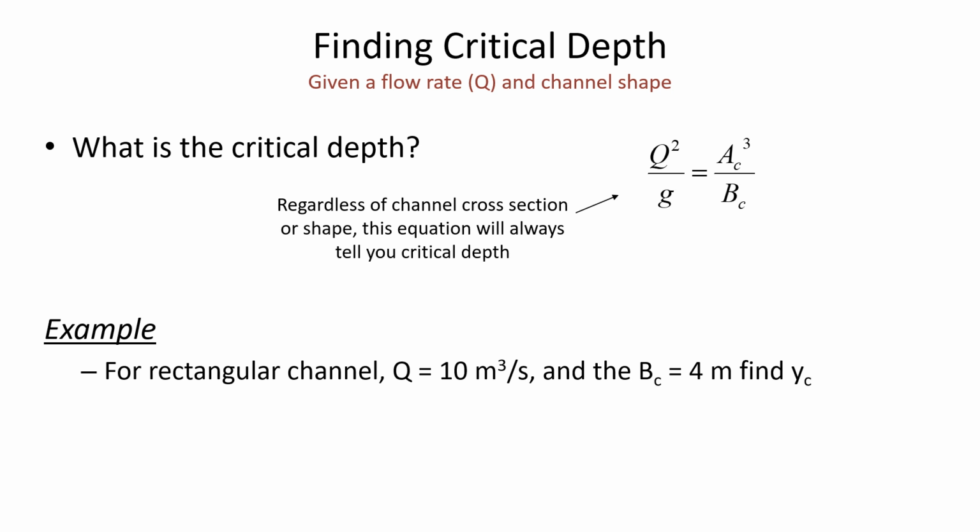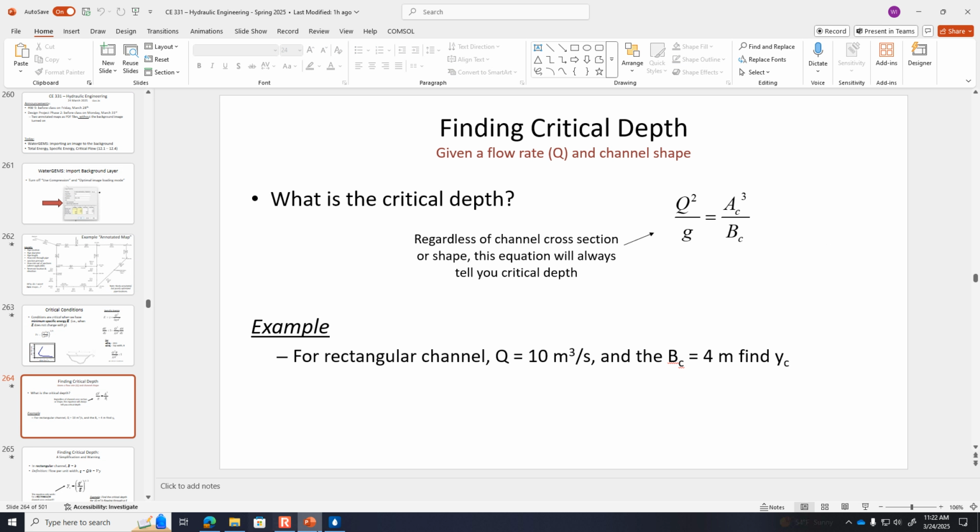If we use our solver on that, we'll get on the left-hand side 40.77, and on the right-hand side 64 yc cubed. In fact, I don't think we even need to use the solver here. We can just calculate directly that the critical depth, y sub c, is 0.860 meters. Let me just bring that up on the screen here.